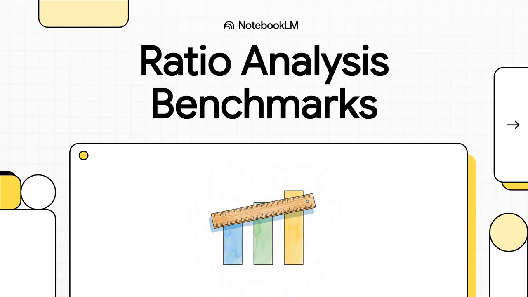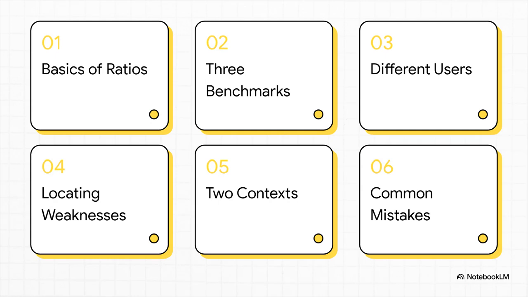But a number without context is kind of like knowing a sports team scored 10 points without actually knowing if they were playing basketball or soccer, right? The math is literally just the beginning of the story. So here's our roadmap for today. We'll cover the basics of ratio analysis, the 3 essential benchmarks, different users and different goals, locating weaknesses in planning, a tale of 2 contexts, and finally, common candidate mistakes. Let's get right into it.